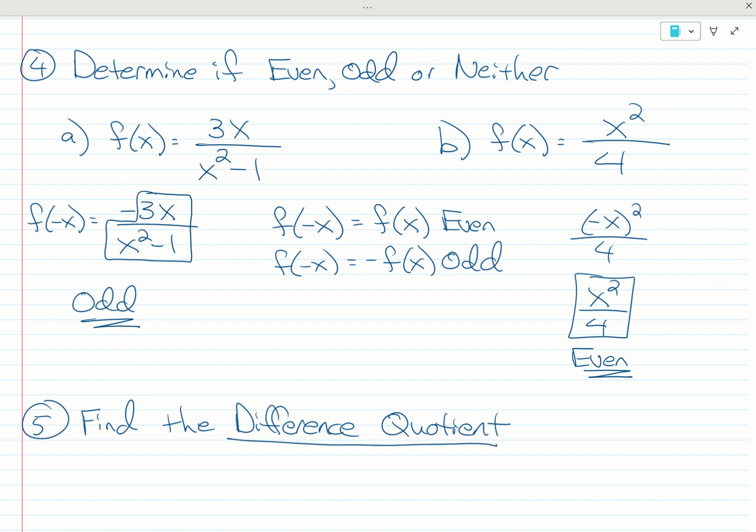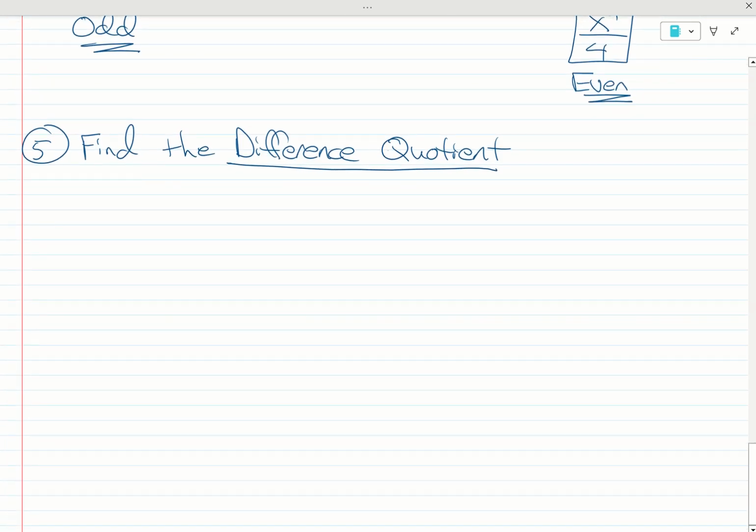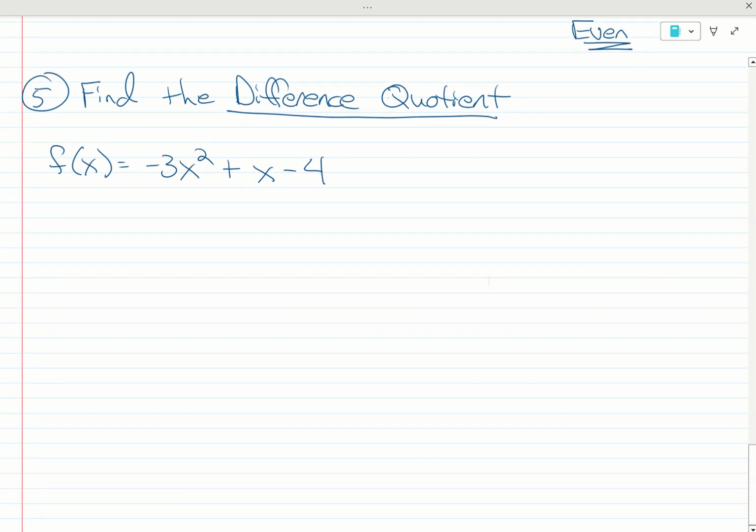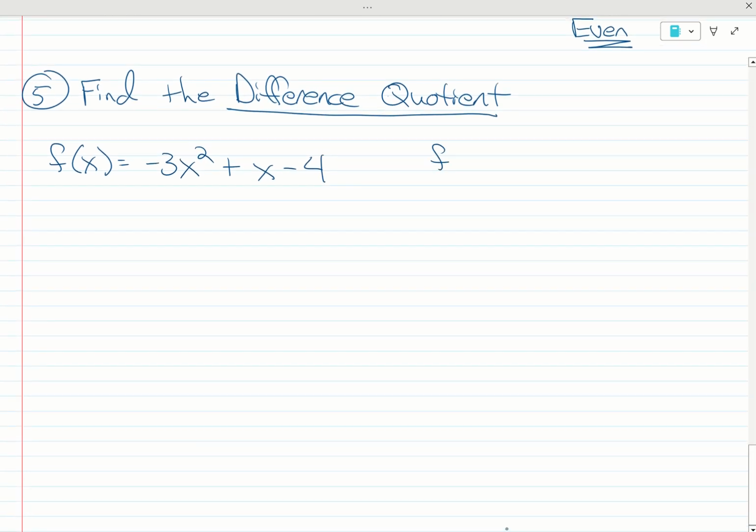Okay. And the problem is going to look like this. If f of x is equal to negative 3x squared plus x minus 4. So remember, for the difference quotient, we have to do 3 things. First thing is we plug in x plus h for all the x's. Then we subtract f of x, and we divide by h. So we're going to have to do these 3 different pieces.